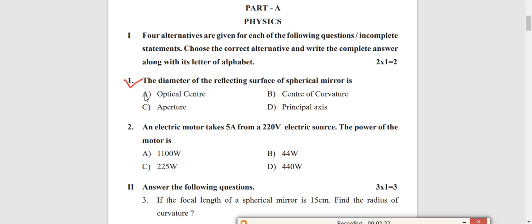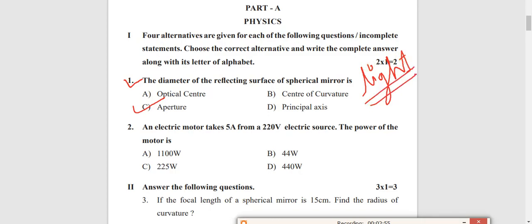Optical center is not the correct option. Center of curvature is also not the correct option, and principal axis is also not the correct option. The correct option is aperture. Aperture is called the diameter of the reflecting surface of the spherical mirror. If you go through your textbook chapter, light reflection and refraction, you can see that the diameter of the reflecting surface of the spherical mirror is called aperture. So remember that this 1 mark question is from the light chapter.